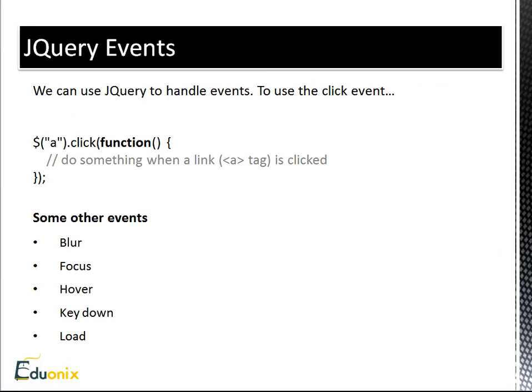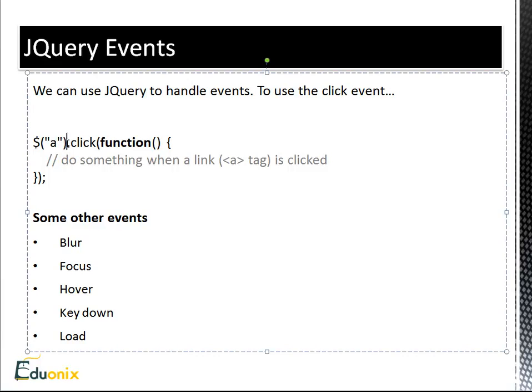jQuery events. Like I said, jQuery is very good at handling different kinds of events, and here we can see an example. We're saying all the A tags. Okay, so we know that an A tag is a link, so we're saying all the links, when we click on a link, we're going to run this function, which has nothing in it because this is just an example, but we could do, let's say, like we just saw, the addClass action. We could add a class to all the links when they're clicked if we wanted to do that.